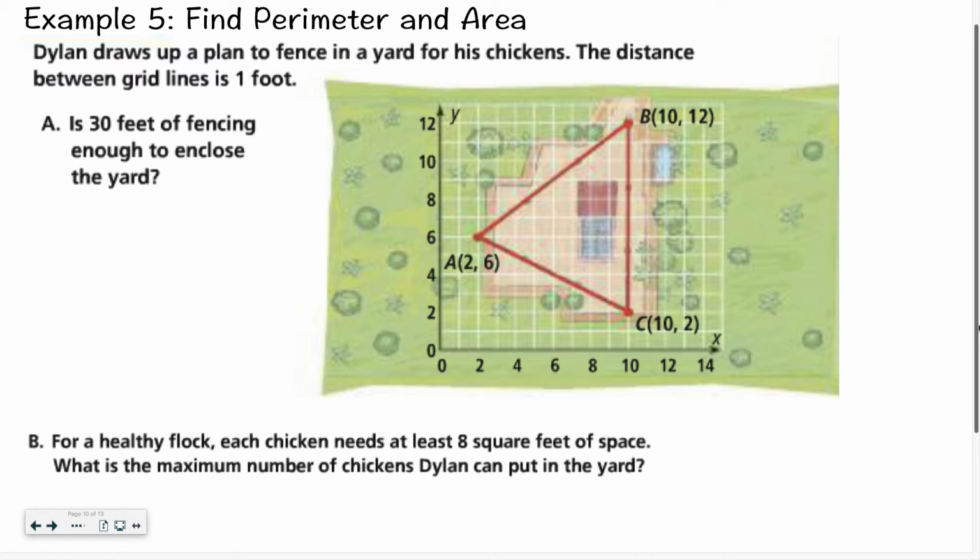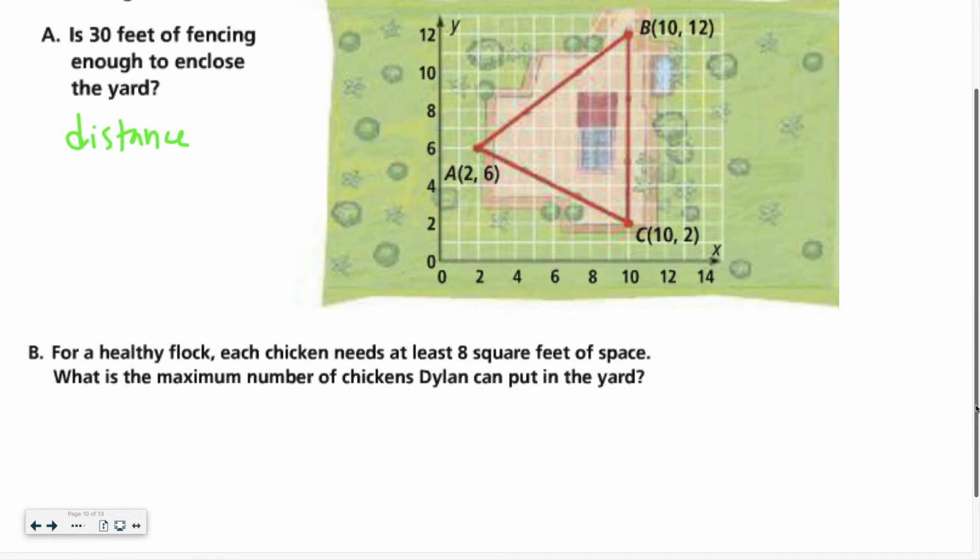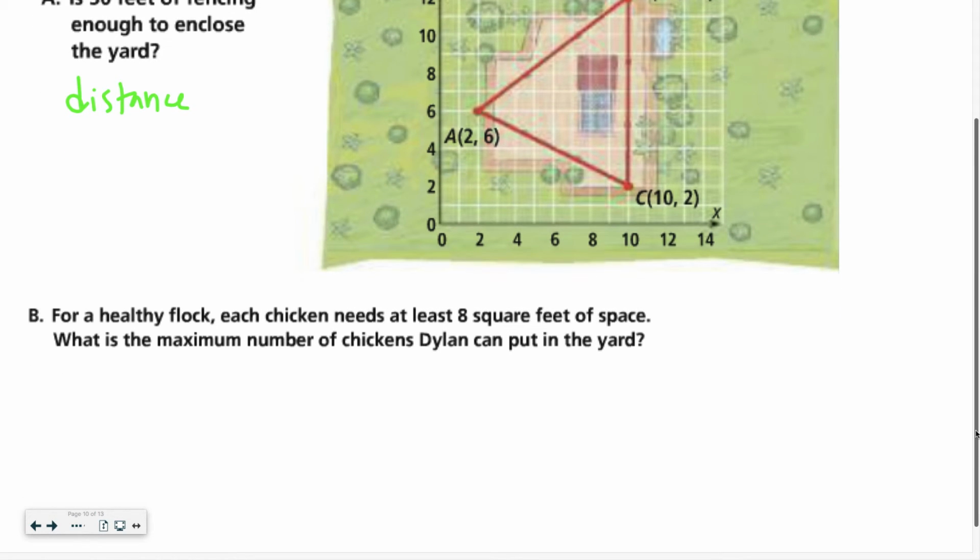The way that we would figure that problem out is we would find the distance of all 3 sides, and we would add them together. And we would see if I take the lengths of all 3 sides, add it together, is it less than 30? If it is, I have enough fencing. If it's not less than 30, then I need more fencing, or Dylan needs more fencing, I guess. The more complicated problem in this example is finding the area.